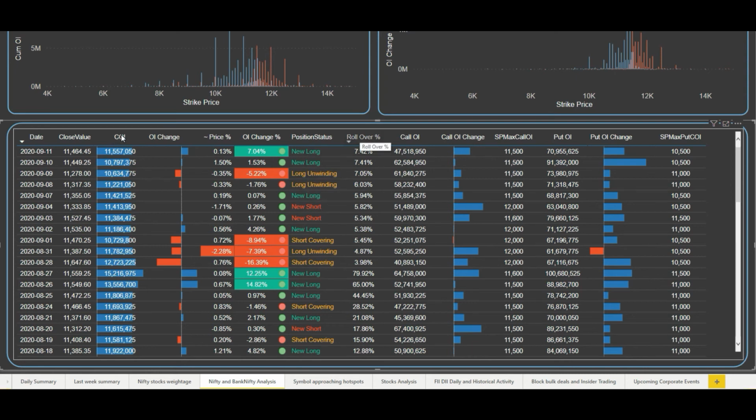Then the rollover percentage. This is of more significance when you are near the monthly expiry. If we talk about the previous expiry, the rollover percentage was around 80%, 79.92%.